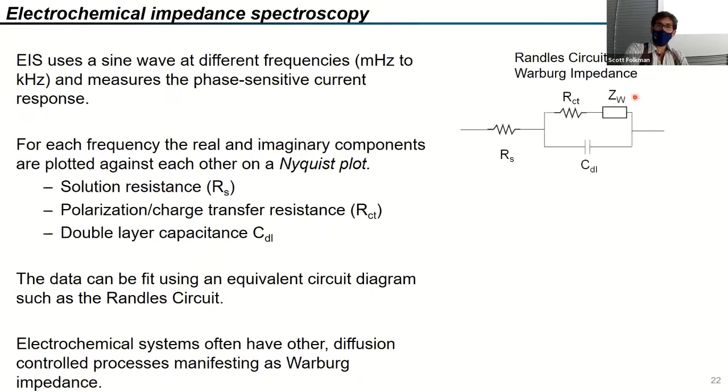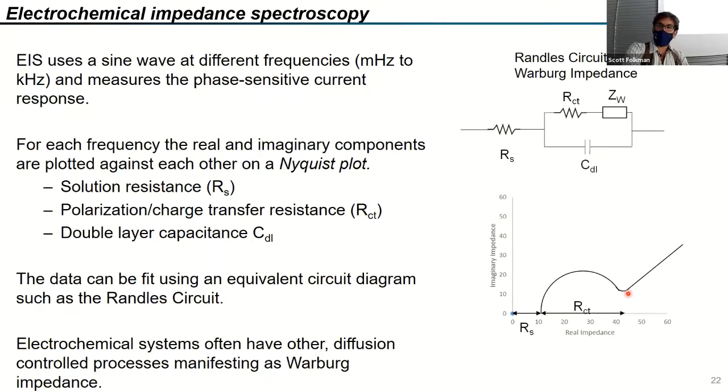So one common thing that you will see added is the Warburg impedance, and the way it physically manifests itself in this Nyquist plot is a straight line in the low frequency regime that's usually at 45 degrees phase angle. So it's going off here at low angles, and it's related to diffusion controlled processes.